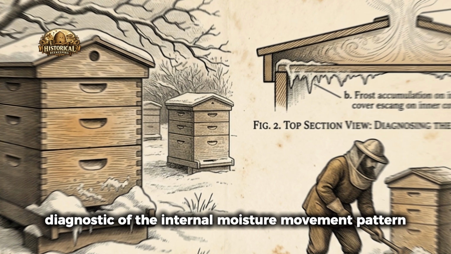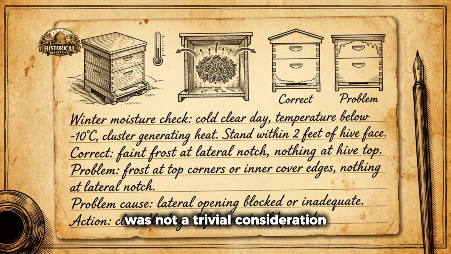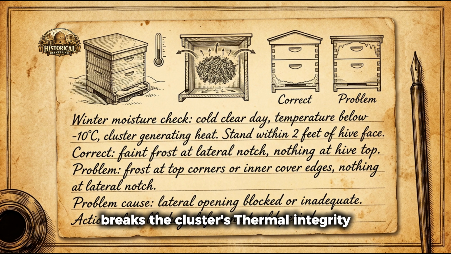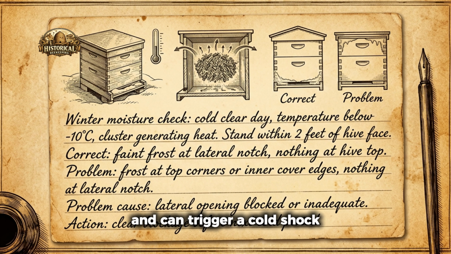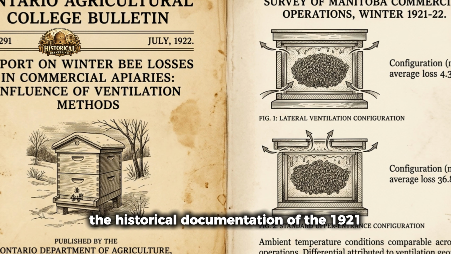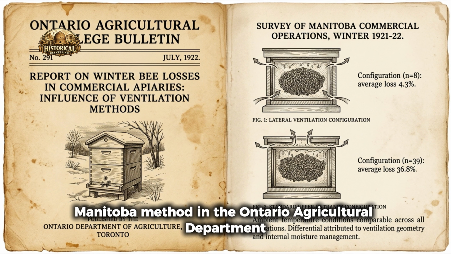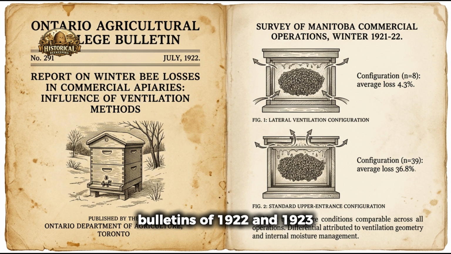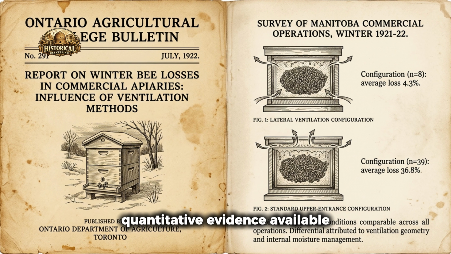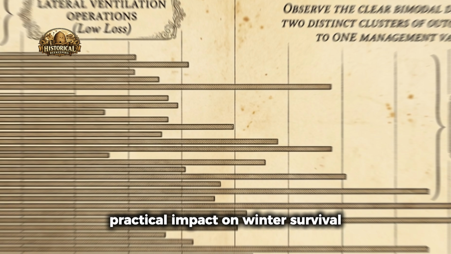This external observation required approximately 30 seconds per hive and provided a direct diagnostic of the internal moisture movement pattern without any hive disturbance, which, at -30 temperatures, was not a trivial consideration, since opening a hive at extreme cold breaks the cluster's thermal integrity and can trigger a cold shock that kills bees at the outer cluster surface. The historical documentation of the 1921 Manitoba method in the Ontario Agricultural Department bulletins of 1922 and 1923 includes comparative data that provides the clearest quantitative evidence available for the ventilation geometry's practical impact on winter survival.